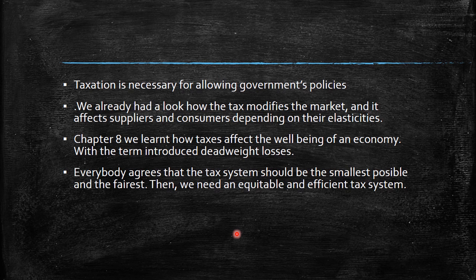Okay, so at the end, when we have this frame, we understand that everybody agrees that a tax system should be the smallest possible and the fairest. The idea is to arrive at an equitable and efficient tax system. But this is a trade-off, as with a lot of things in economics. If the tax is the most efficient one, likely it will not be very equitable. And the same in the other direction.